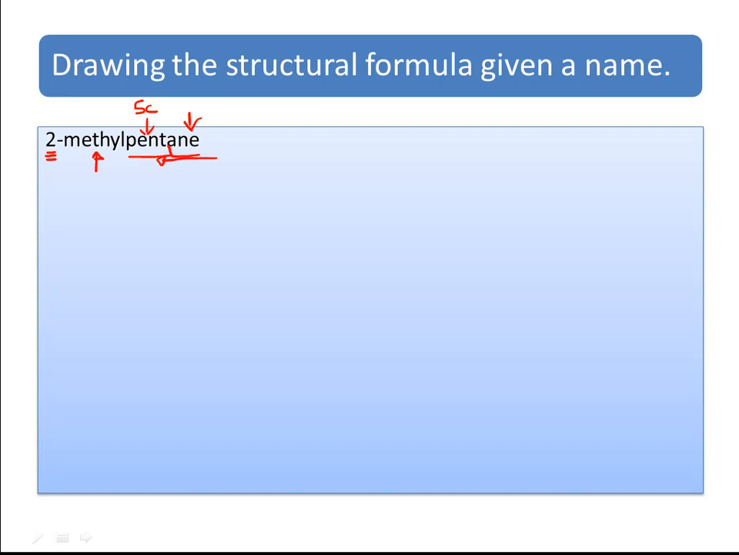So right straight away I'm going to have 5 carbon atoms, and on carbon number 2 I can pick either this one or that one. I've decided to pick this one. There is a methyl group. So what do I do with the rest of the structure?